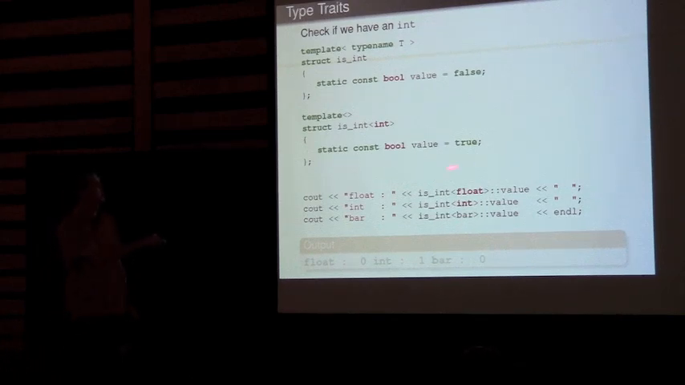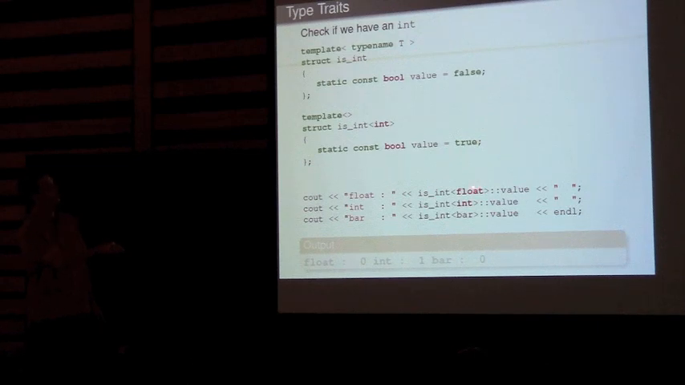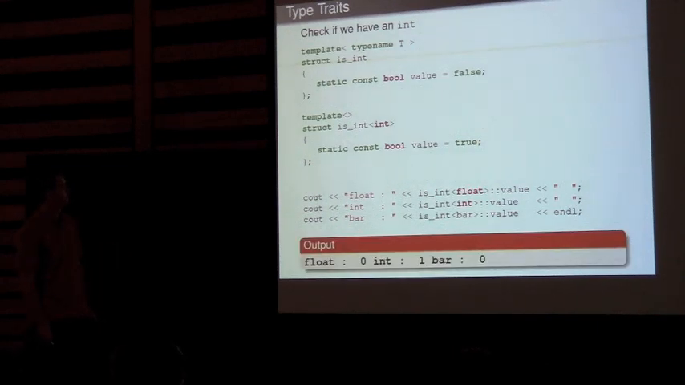So now, if we go ahead and say is int, give it a float type, an int type, and a bar type, then we end up with floats aren't, ints are, and bars aren't. What would happen if I typedef an int to a bar? True. Right, it's just an alias. Okay, does this make sense?